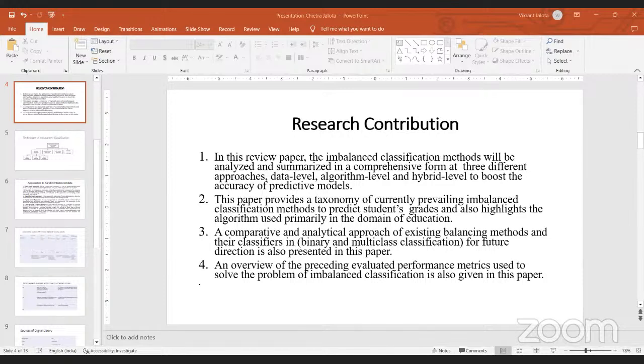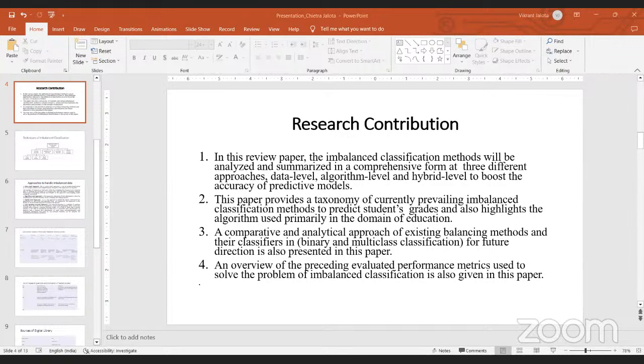Madam, you have given the presentation very nicely, but I have only one question in my mind. What source of data have you referred to for the data collection at the data level? Sir, I have collected data from Kaggle and the UCI repository. It is only a secondary source, not primary.